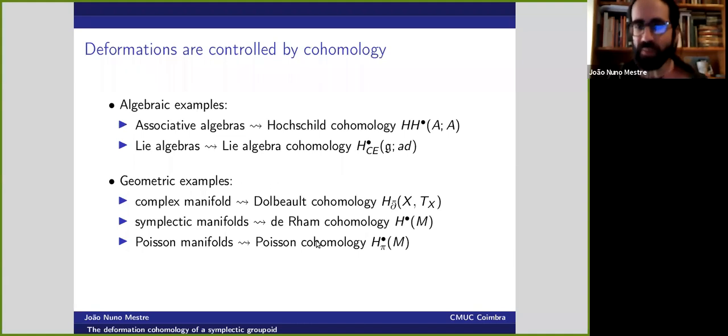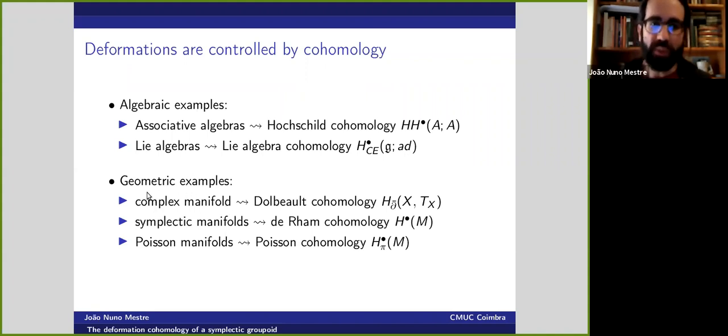But deformations can be studied for a lot of different structures, and the philosophy that we use, and that is the basis for this talk, is that deformations are controlled by cohomology. In many classical examples, these cohomologies are known. For example, some of the most classical ones are associative algebras and complex manifolds. So associative algebras have deformations controlled by Hochschild cohomology. For Lie algebras, we have Chevalley-Eilenberg cohomology, in particular with values in the adjoint representation.